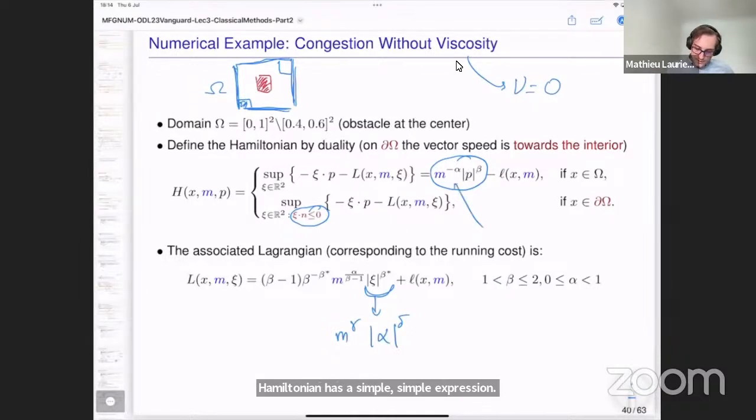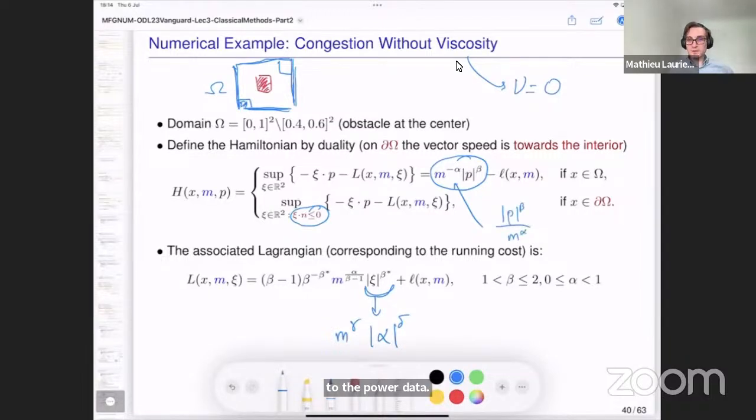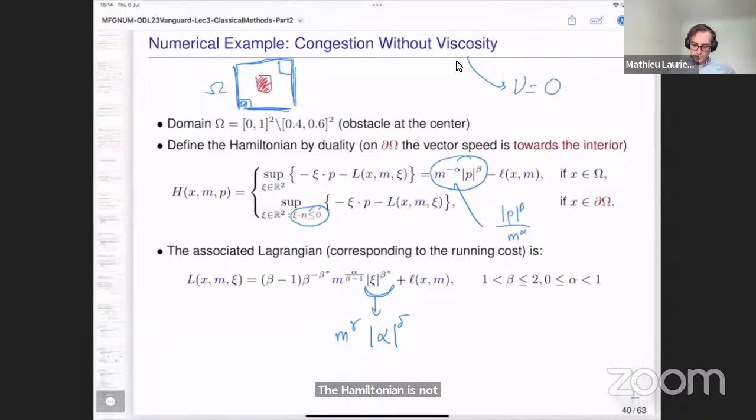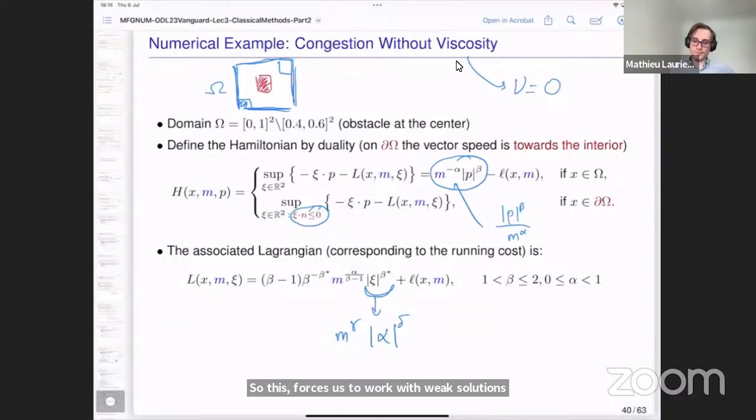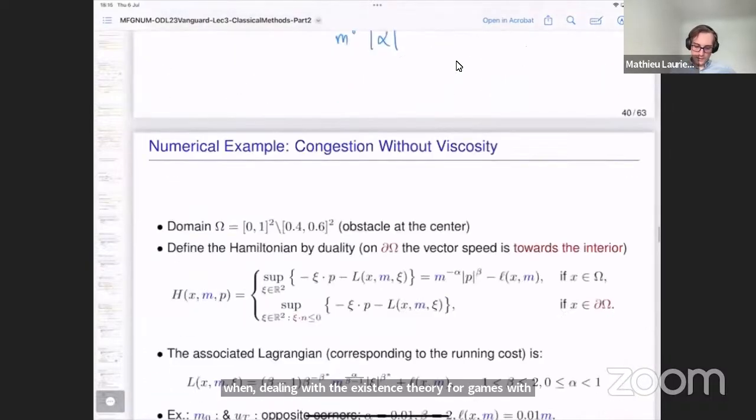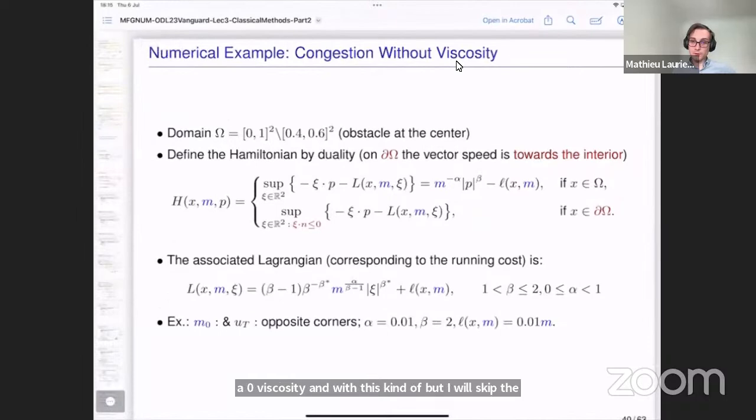Notice that P is going to be like the control, alpha. So we take P to the power beta, and we divide by m to the power alpha, which means that when you have zero mass, it's problematic. The Hamiltonian is not well defined, right? Or you have to say what happens. So this forces us to work with weak solutions when dealing with the existence theory for mean field games with zero viscosity and with this kind of Hamiltonian. But I will skip the theoretical details, and you are going to see what happens numerically.